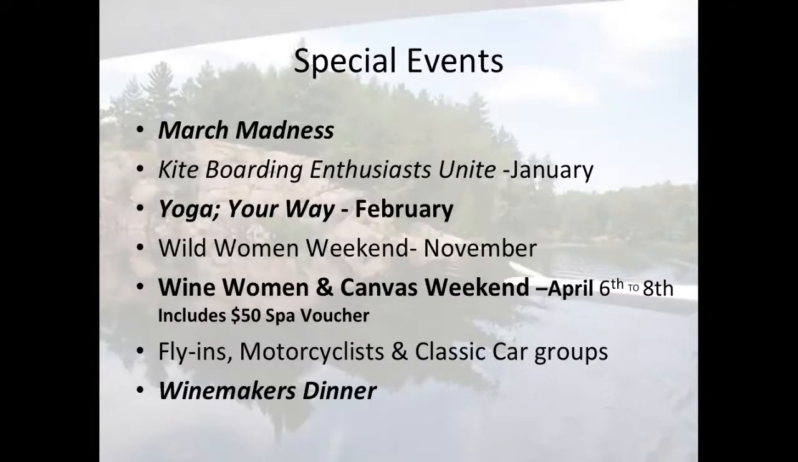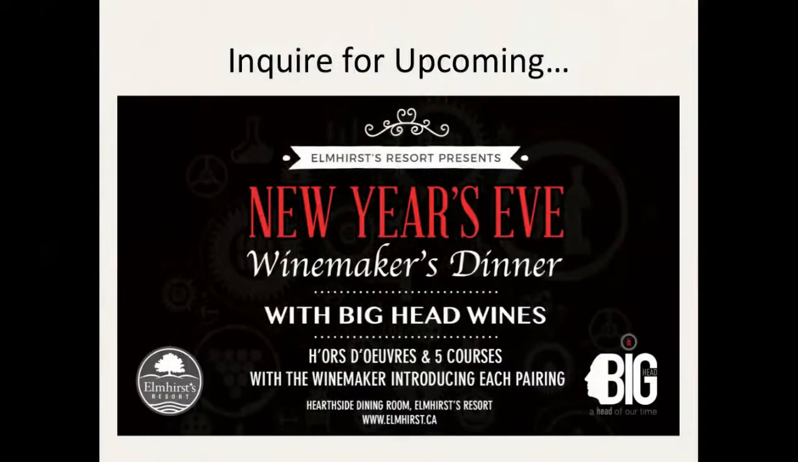Some other special events at Elmhurst include March Madness, when during the month of March, children stay free. As well, Yoga Your Way in February, which was completely sold out this year, and the upcoming Wine and Women in Canvas, which includes a $50 spa voucher and lots of wine for the weekend. Also, inquire about the upcoming winemaker's dinner, which includes carefully paired wine with 5 courses.